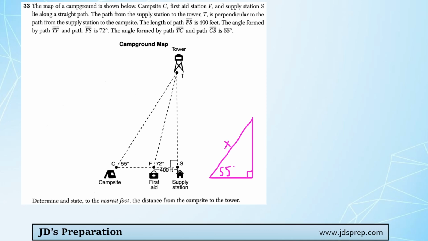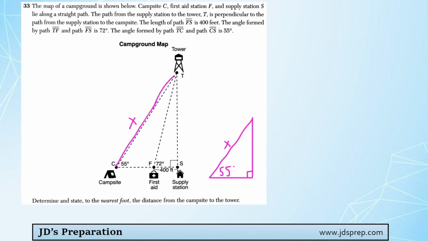This is one of those word problems where we need to create two right-angle triangles and do a couple different trig ratios in order to solve what the problem's actually asking for. So what we're trying to find is the distance from the campsite to the tower, this distance here, which we will label as x. And you can see I've drawn a little purple triangle there to help.